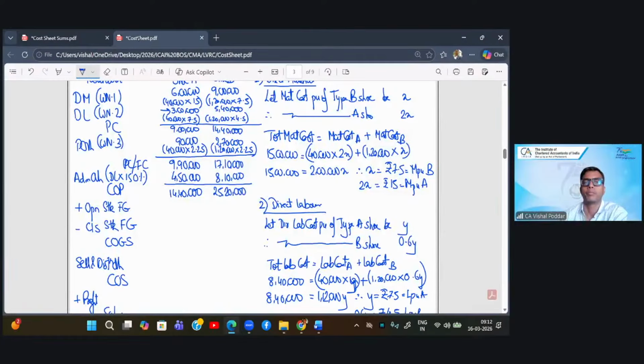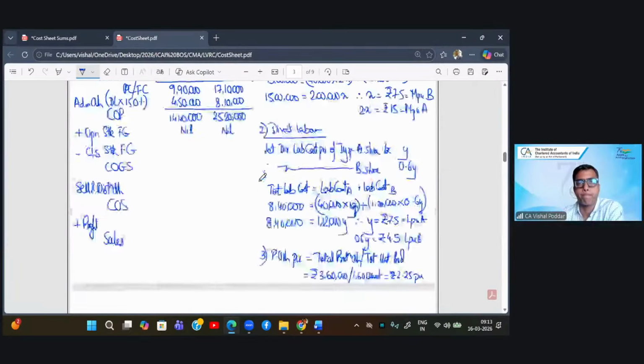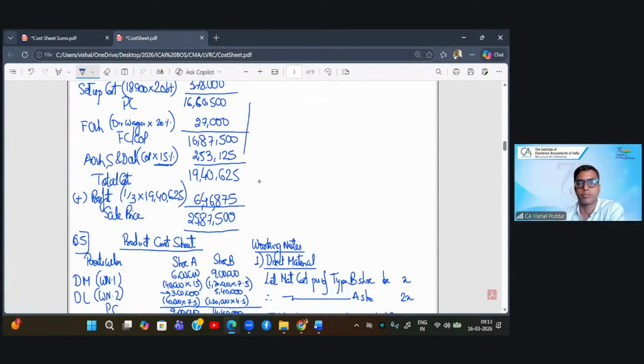25, 20. Now opening stock is nil, but you have closing stock. How? Because you produce 40, you sold 36. So 4,000 is stock here. And you produce 120 and sold 100. So 20,000 is stock here. So this is closing stock of A, this is closing stock of B, this is in units. Now we need to find out the values. I'll just do the working here.